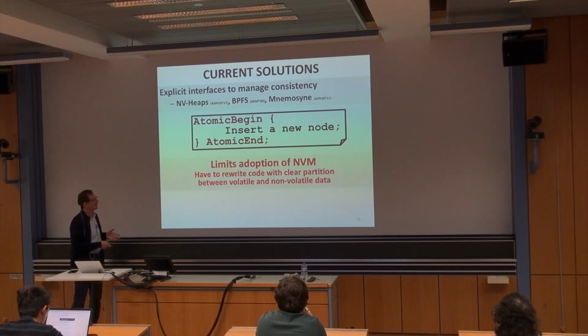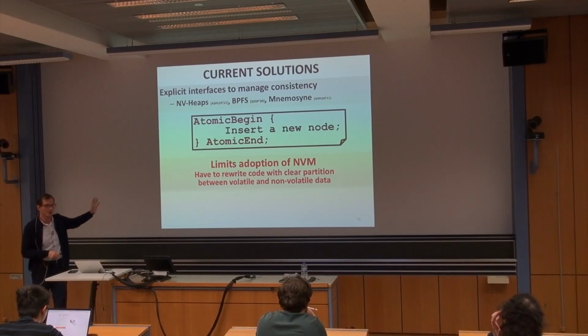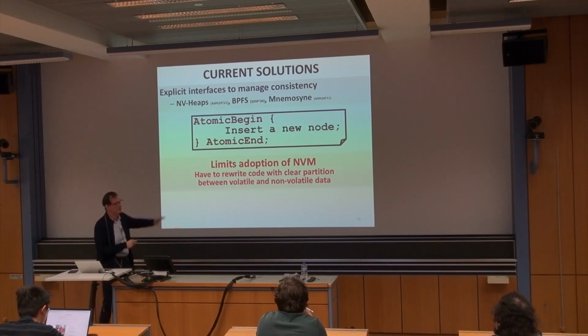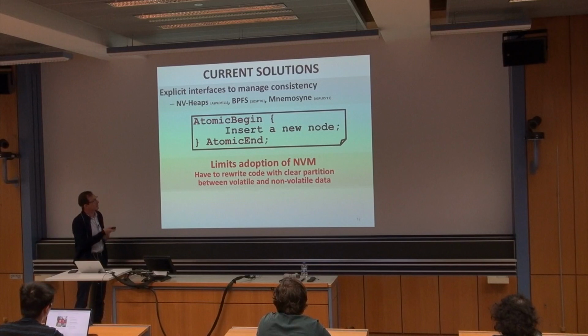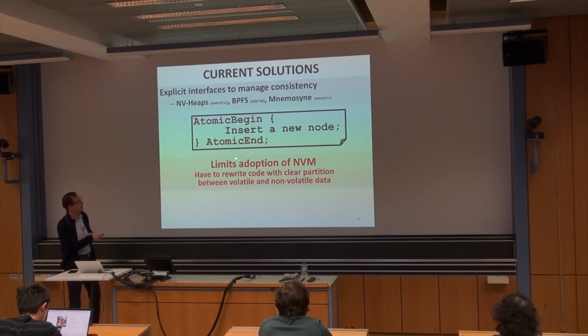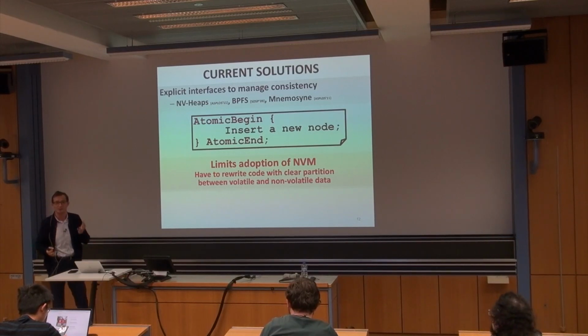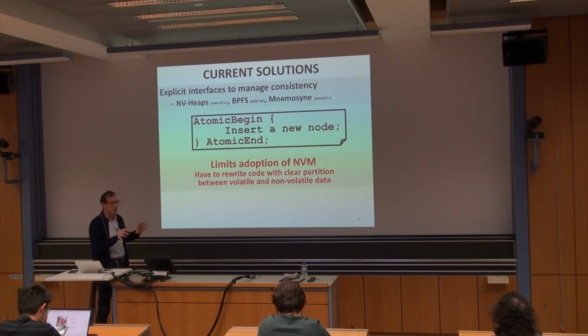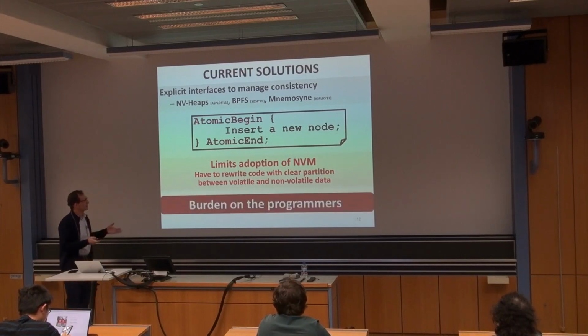Okay, so there needs to be some system support to support these atomic blocks, of course, which I'm not going to again talk about. If you're really interested, you can take a look at some of these papers, although none of them really discuss the detailed implementation. But one thing is clear: if you have to go back and change every program such that it has these constructs, you'll limit the adoption of a new technology like non-volatile memory. You have to rewrite the code with clear partition between volatile and non-volatile data in this case. Because whenever you're manipulating persistent data, you need to at least think about whether or not you need something like this. So it's a burden on the programmers.